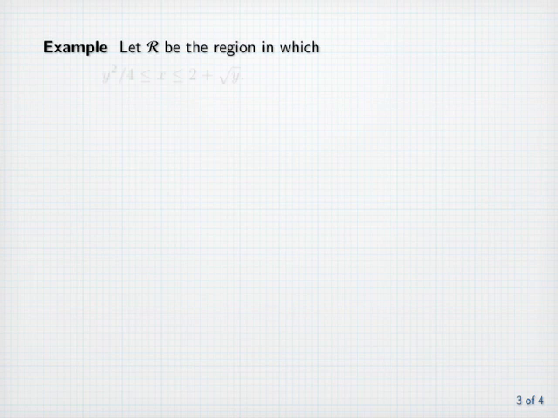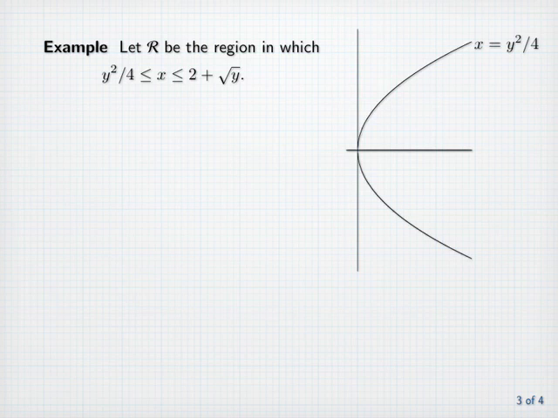One more example. Let R be the region in which x is between y squared over 4 and 2 plus the square root of y. The graph of x equals y squared over 4 is this rightward opening parabola. To see the graph of x equals 2 plus the square root of y, let's first solve for y to obtain y equals (x minus 2) squared, whose graph is an upward opening parabola with vertex at (2, 0).